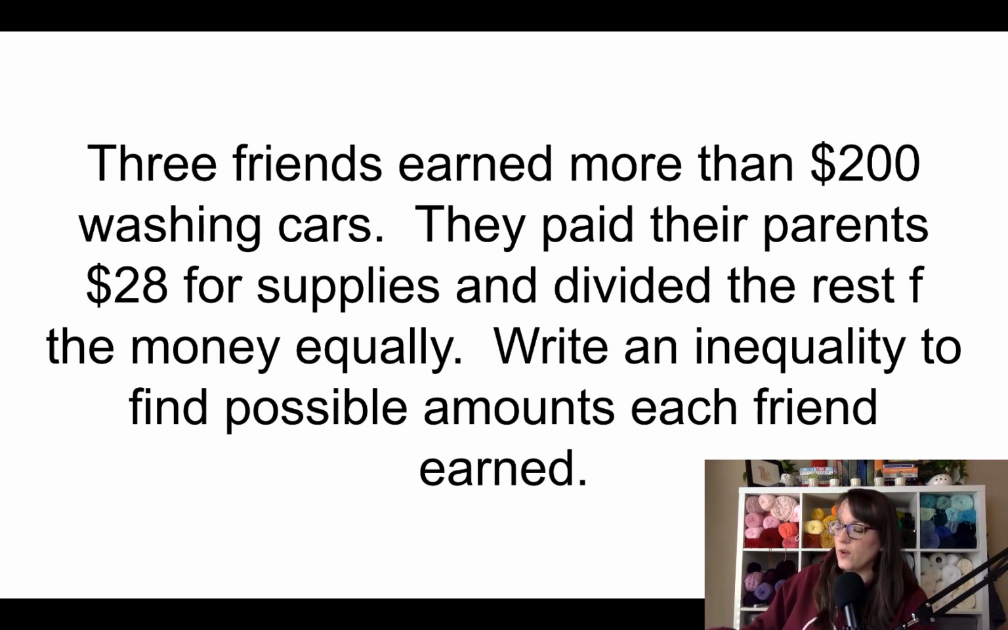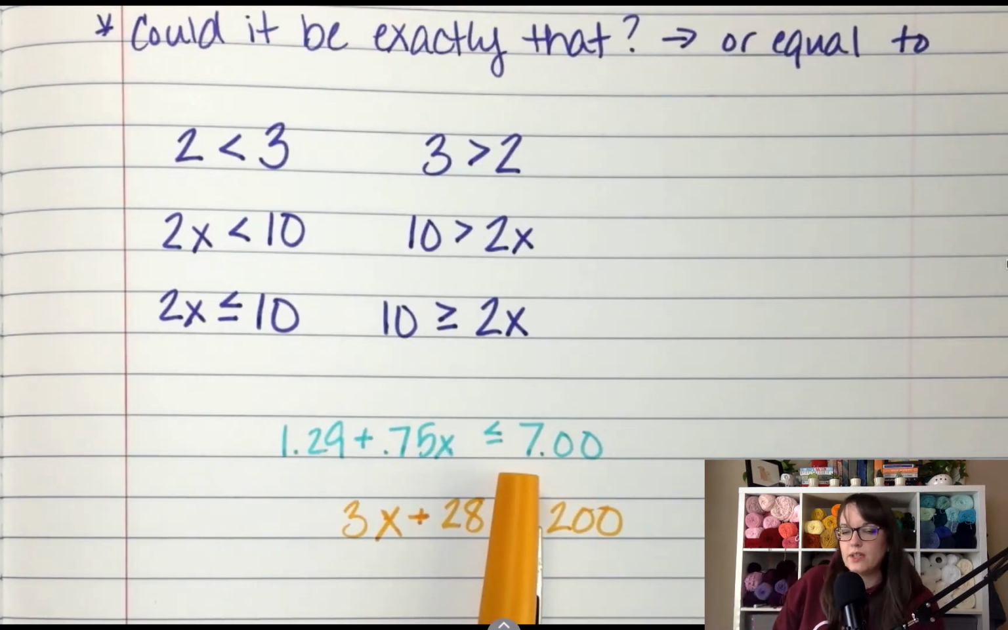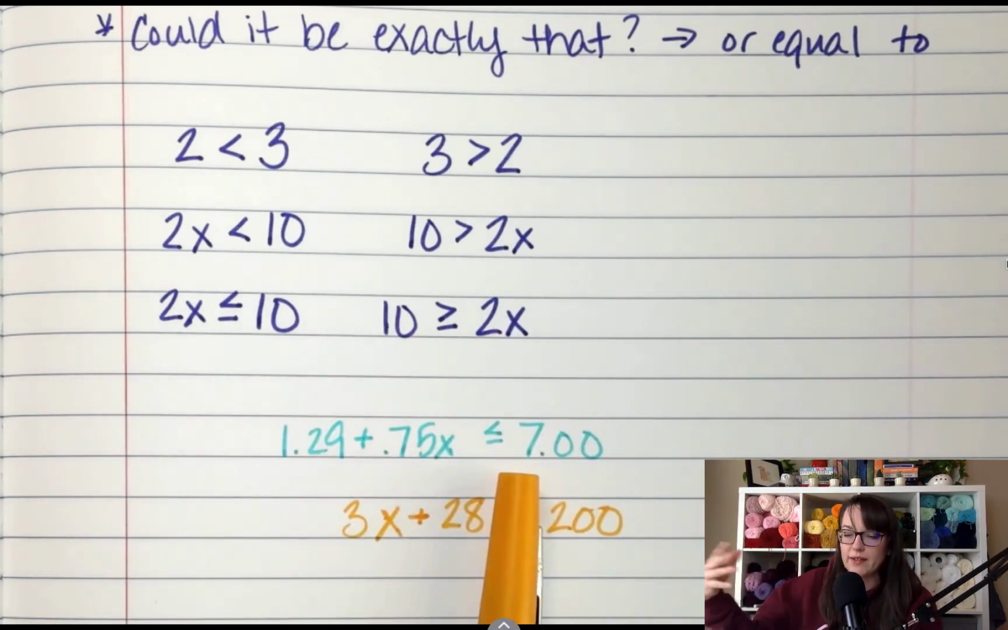All right, so I went back and forth about how to write this one. But here's what I ended up with. So I have 3 friends, and they're going to split this amount of money, but then we also have to take into account the money they got rid of, the $28. And we know that this amount, it says more than, so you know. But ask yourself, could it have been less than? Did it say less than? No, it said more than.